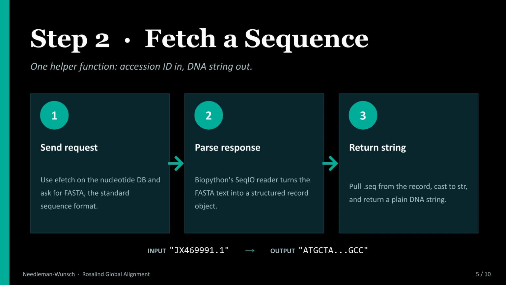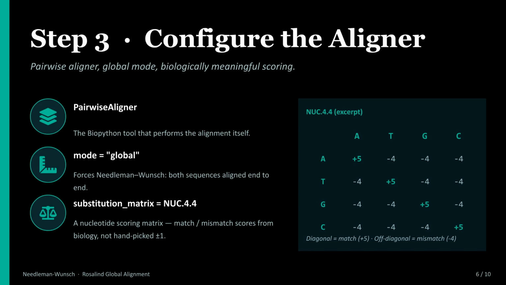This gives us a structured object that contains the sequence. From that object, we extract just the DNA sequence and return it as a simple string. So now we have a helper function that takes an accession ID and gives us the corresponding DNA sequence. Next, we define another function to compute the alignment score between two sequences.